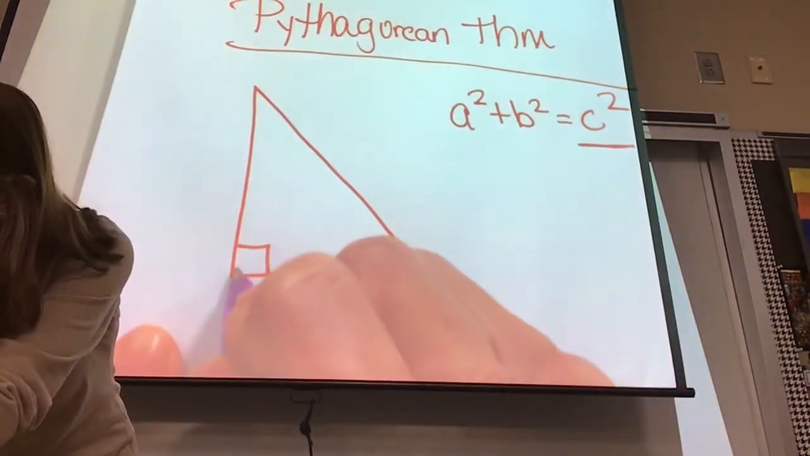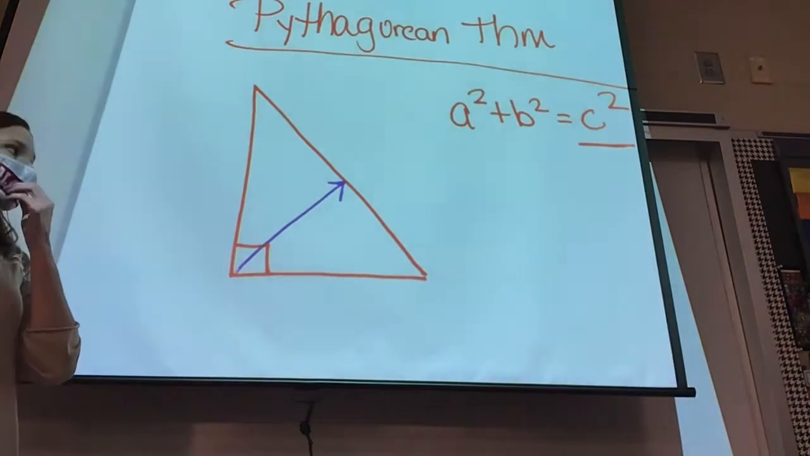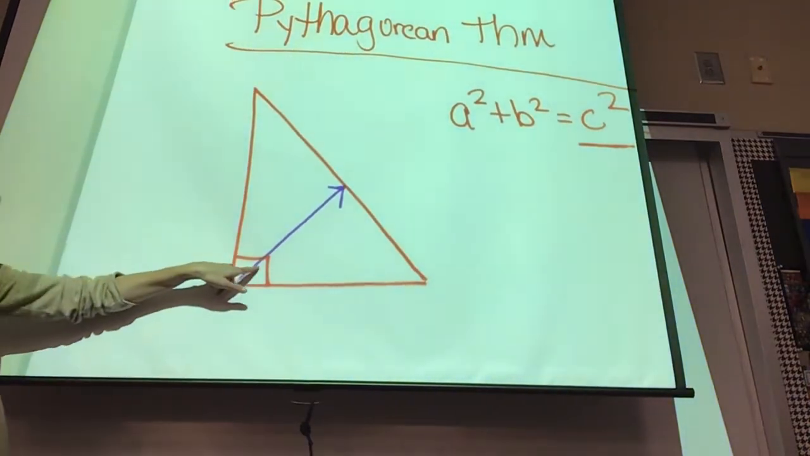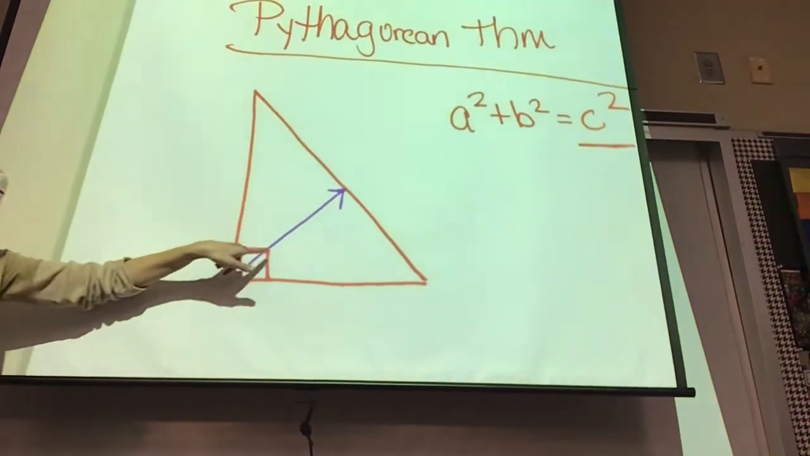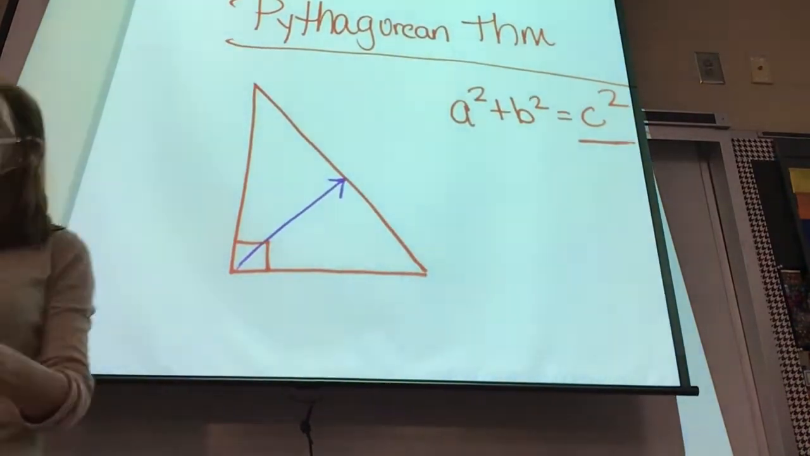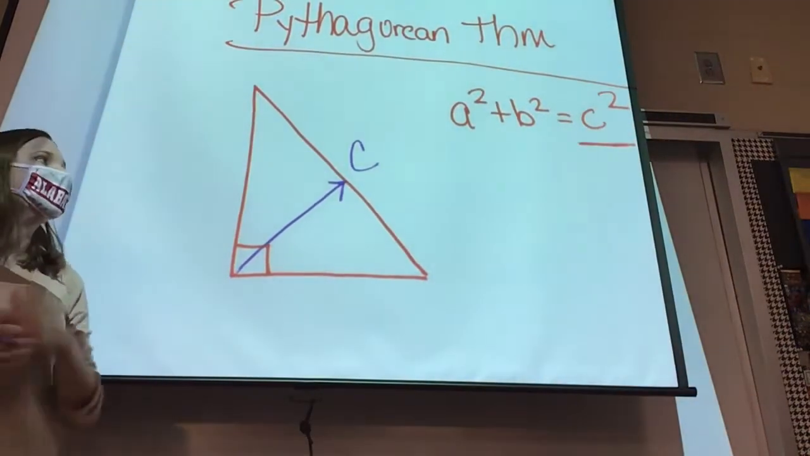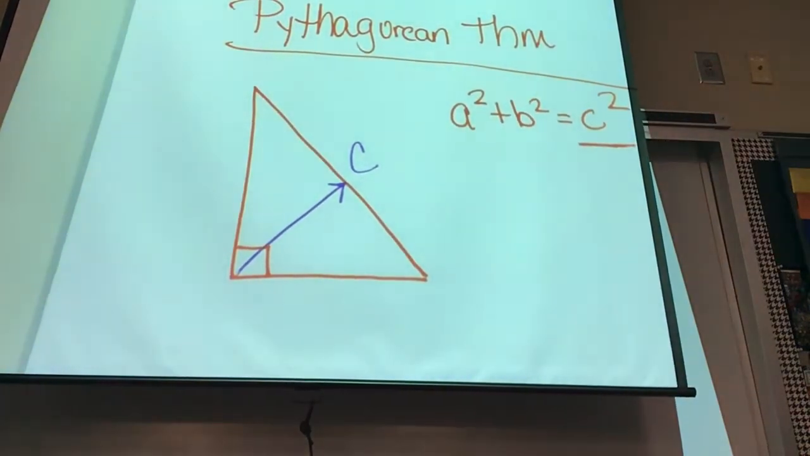So find your box, and if I draw an arrow, and you don't actually have to draw one, but you can say, okay, here's my box. Which one is straight across from the box? It's this one. That is always C. If you get C mixed up, then your whole entire problem is gone. C is the one that's across from the box.